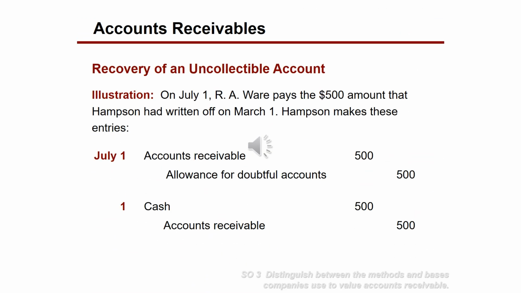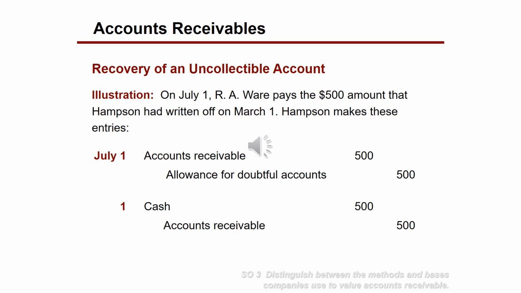Now, in some cases, after a company decides to write off a specific uncollected amount, we might receive that payment at a later date. This is the case that happens here in this example. It says on July 1st, R.A. Ware, the same customer that we had decided was never going to pay, pays the $500 amount that Hampson had written off on March 1st. Hampson makes these entries. Of course, in that case, what we need to do is reverse the write-off entry that we made before.